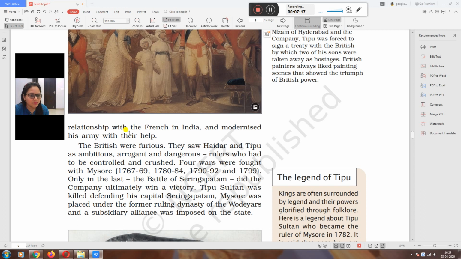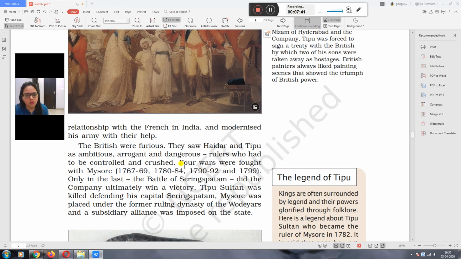The British were furious. They saw Hyder and Tipu as ambitious, arrogant and dangerous rulers who had to be controlled and crushed. The British believed that Tipu Sultan and his father Hyder Ali were ambitious, arrogant and dangerous, rulers who had to be controlled and crushed.